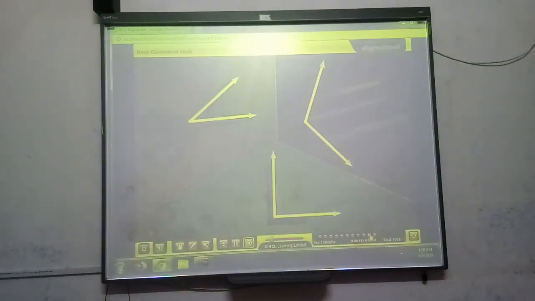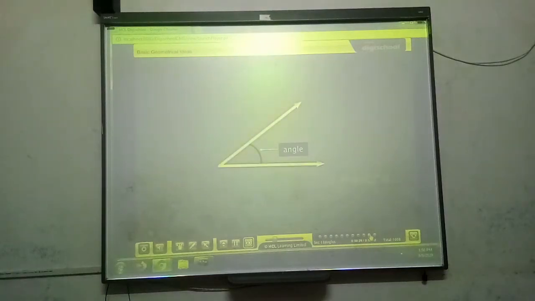Observe these formations. Don't they represent two rays with a common starting point? Such formations are called angles. The two rays are called the arms of the angle, and the common point is called the vertex.